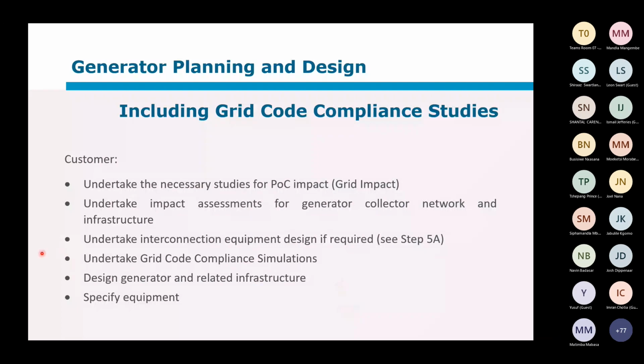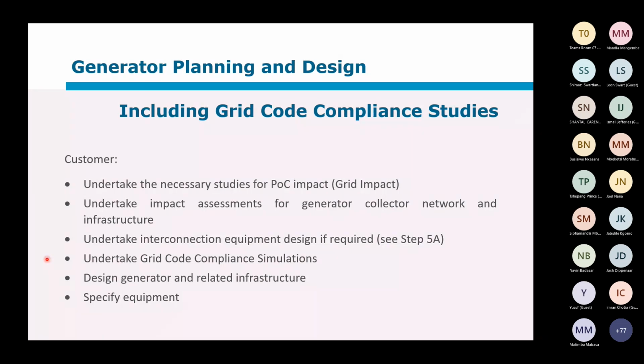Then interconnection equipment design. So there's a part where the distributor designs some of the interconnection equipment as well as the generator, because they design this equipment that's going to connect together. And yeah, that's the interface. And it comes from both sides.